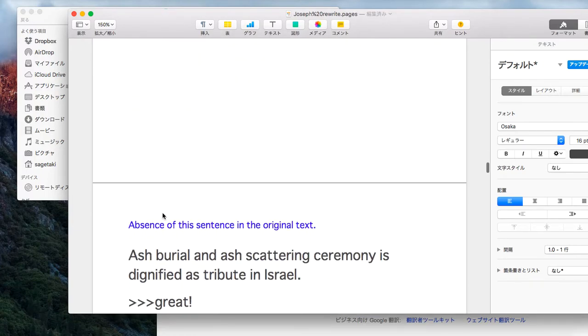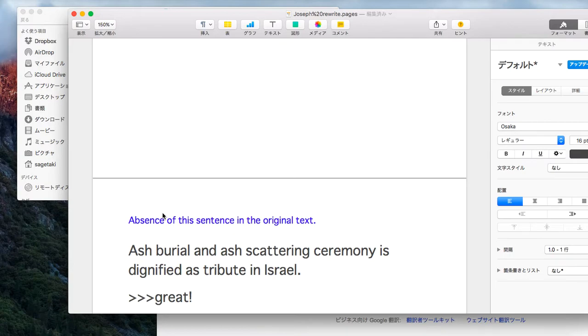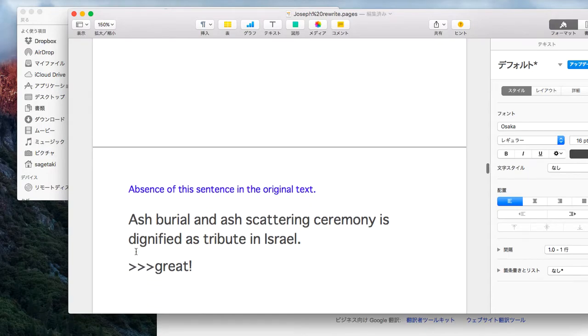Let's move on. So, in the original text, this sentence here, "ash burial, ash scattering ceremony is dignified as tribute in Israel," did not exist in the original text, but the rewriter added this sentence to make it a bridge between the previous sentence and the sentence to come, and this is perfectly okay, and this is great.